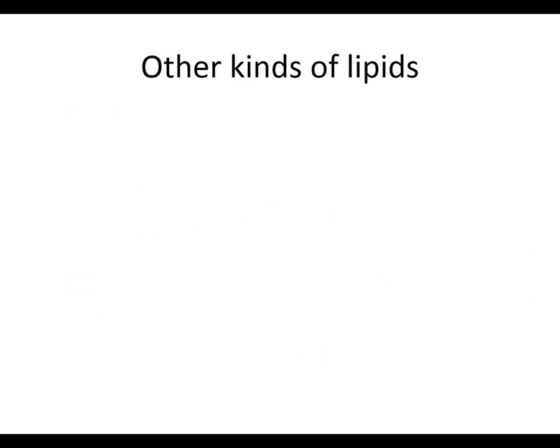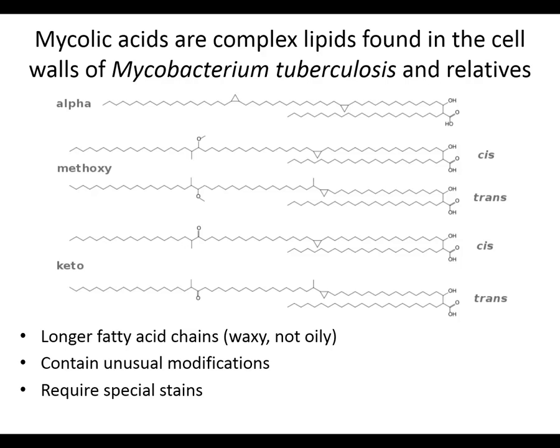Okay. So other kinds of lipids. These things are called mycolic acids. You don't need to know a ton about these. You should know the name, though. These form the cell walls of Mycobacterium tuberculosis. Have you heard of this guy? Maybe you haven't heard of the microbe itself, but hopefully you've heard of the disease it causes, yeah? Very important disease, and a very important disease of poverty.